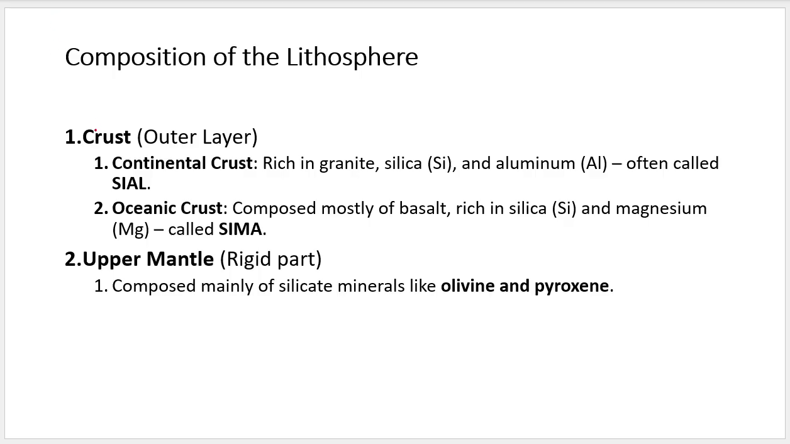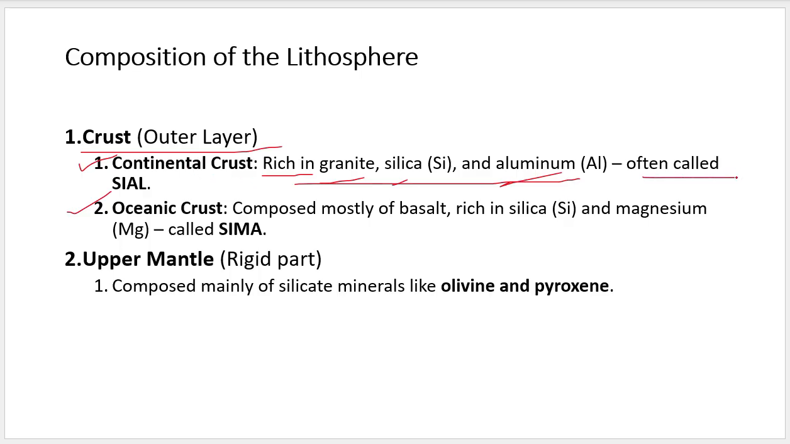Then comes the composition of the lithosphere. The lithosphere is composed of crust and upper mantle. As mentioned in the previous slide also, the crust is the outer layer of our Earth. It is also subdivided into two, continental crust and oceanic crust. The continental crust is very rich in minerals, the highest being granite. Silica and aluminium are also minerals very rich in continental crust.